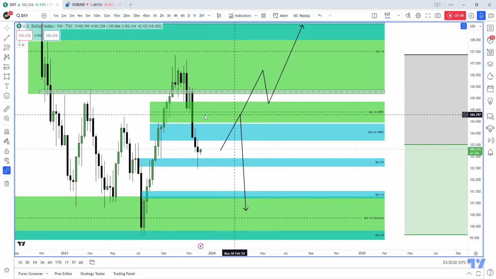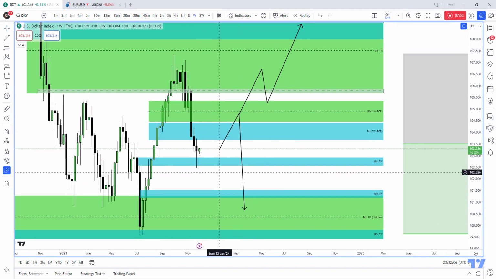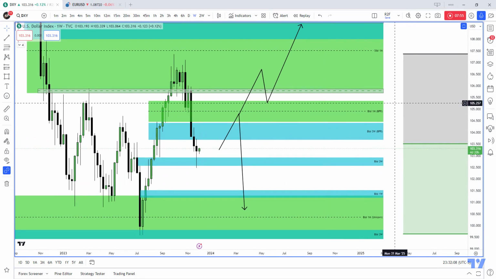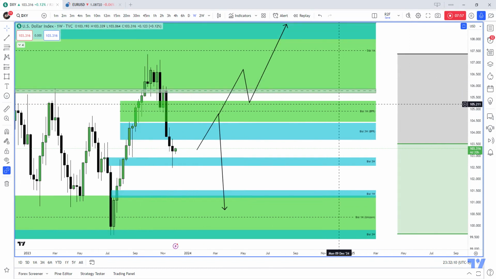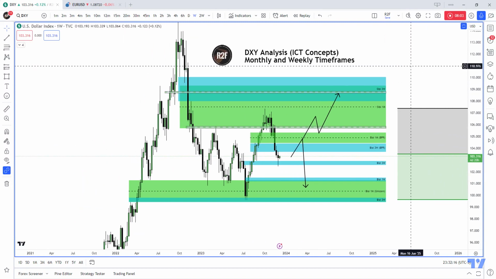Okay, so you could take a long from here, or possibly take shorts from there. But important, yeah, to wait for candles to close. Okay, that is all.